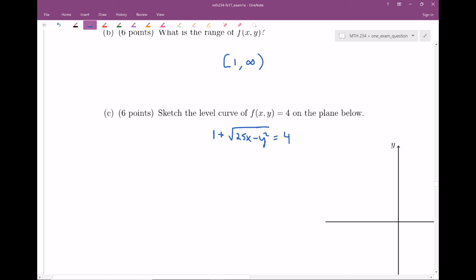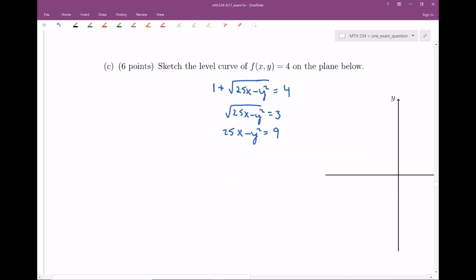And now we want to sketch this. I don't know how to sketch this one, so let's try to rearrange a little bit. Let's make this 25x minus y squared is equal to 3. Let's square both sides, so I get 25x minus y squared is equal to 9. Let's rearrange like we did before: 25x is equal to y squared plus 9. Then I'm going to divide by 25, so x is equal to y squared over 25 plus 9 over 25.